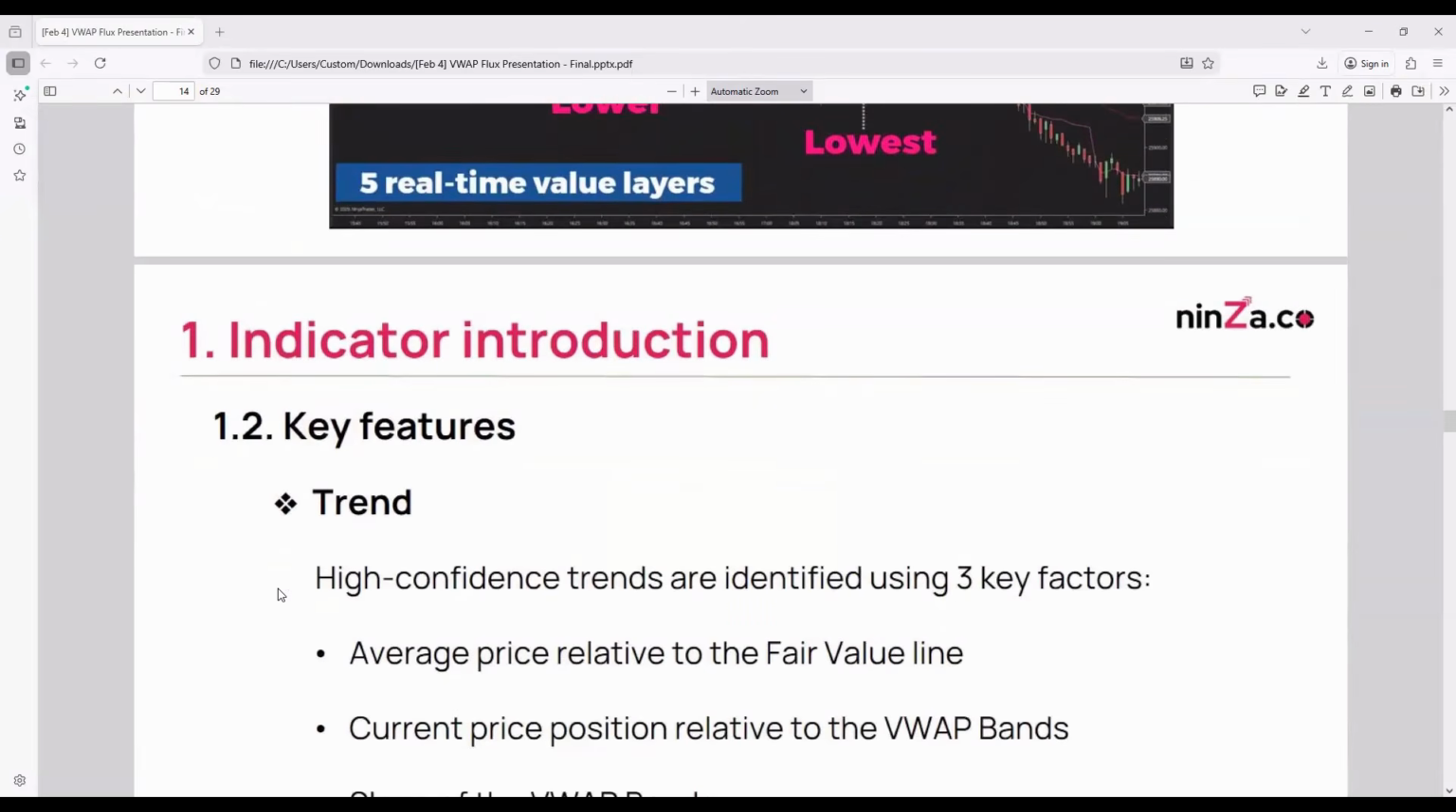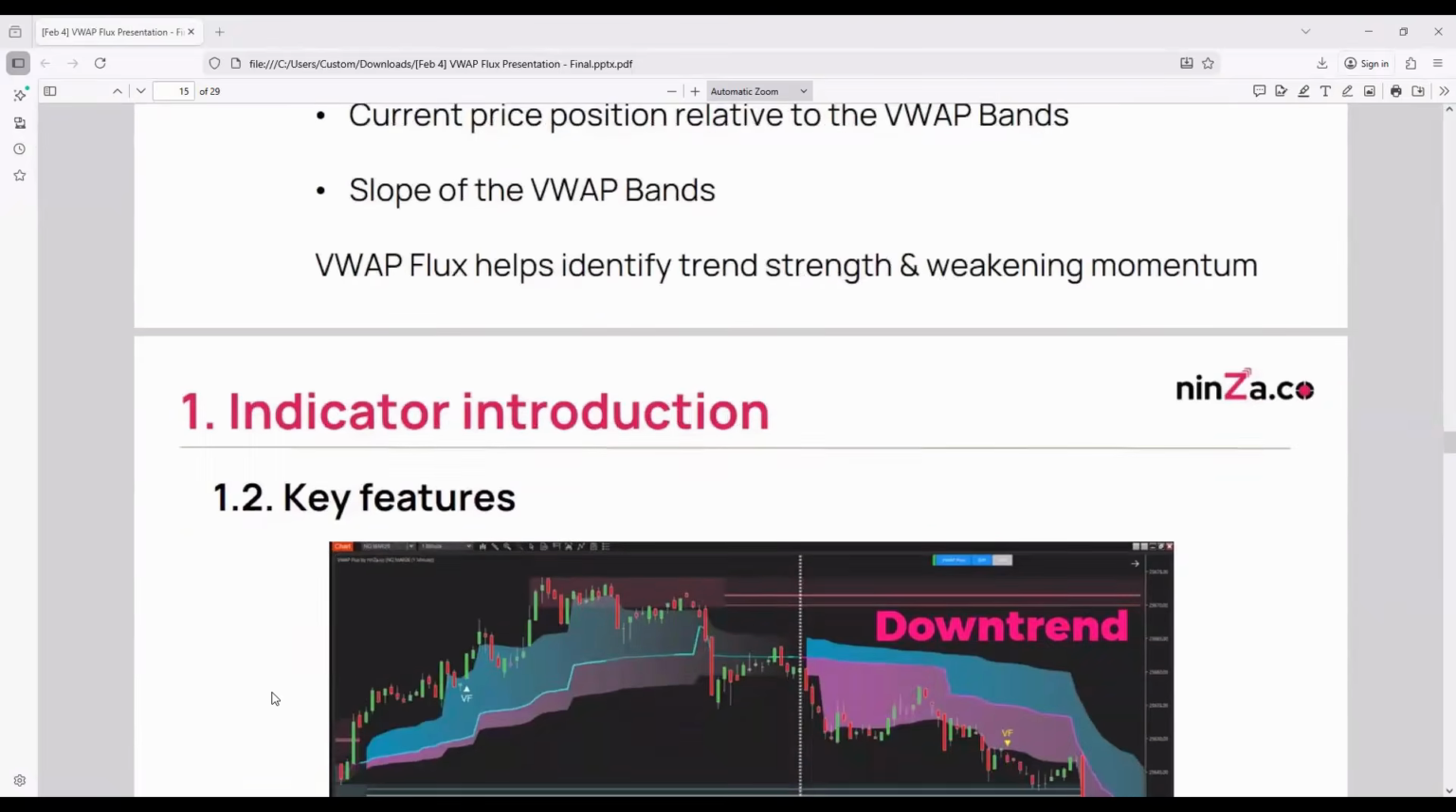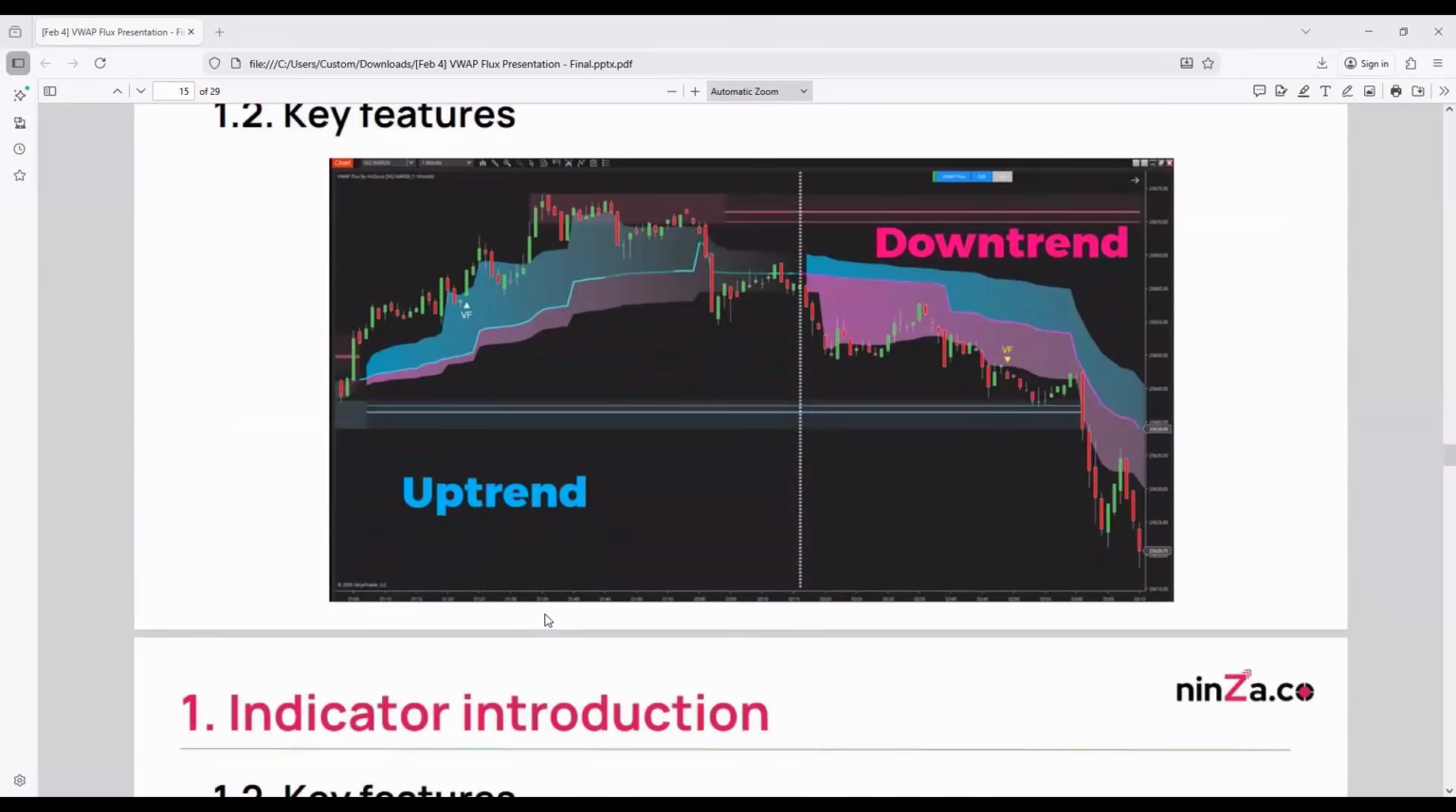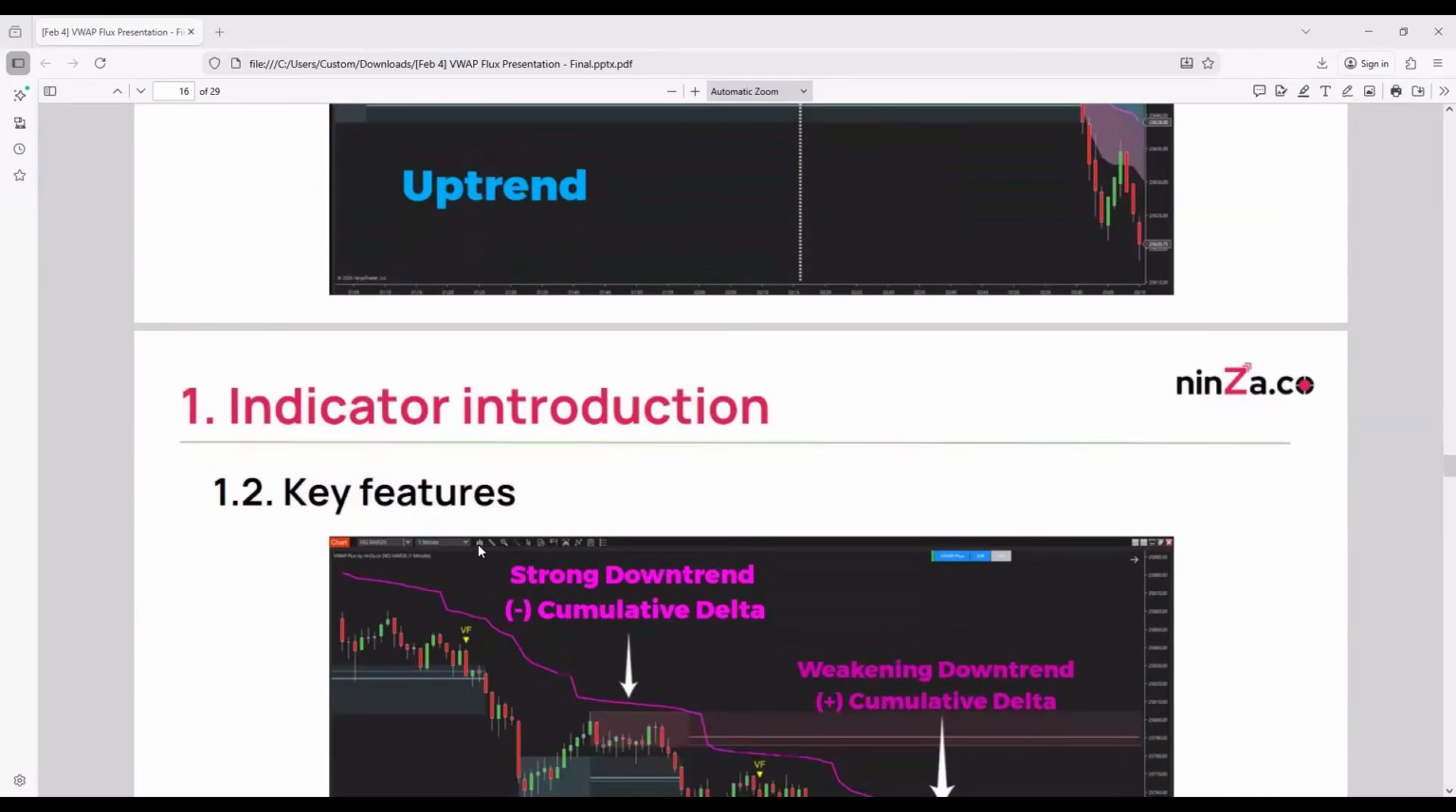So we spoke about this. It identifies the trend. As far as the signal, it would wait for a pullback. So yes, average price relative to the fair value, current price position relative to the VWAP bands, identifies uptrend or downtrend. And that's something that's important.